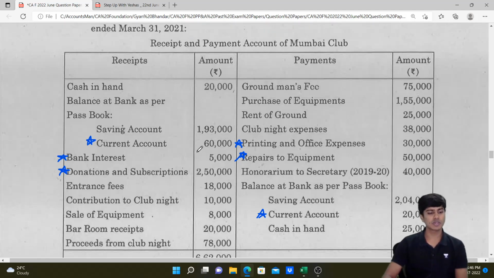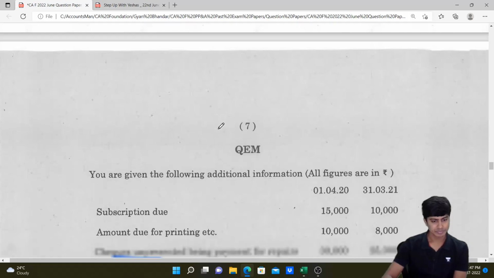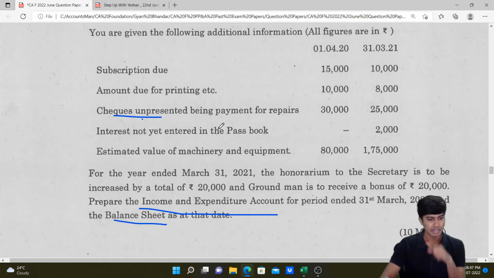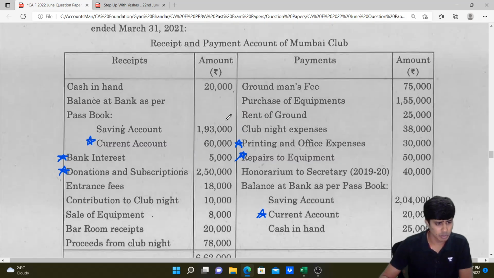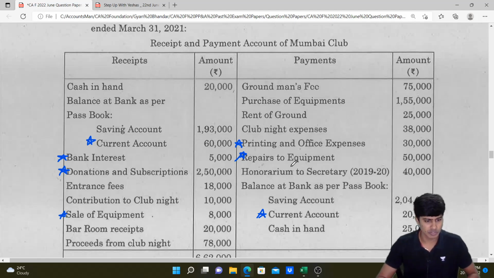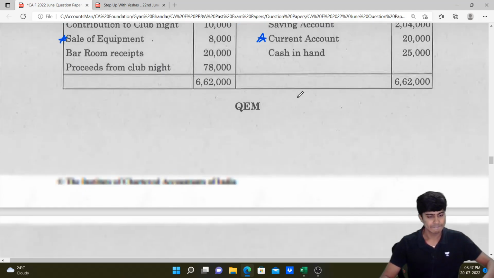So this item also has some adjustment, bank interest. Then what else do we have? Machinery account. They have given opening and closing. So we'll open one small machinery account. Here do we have any purchase or sale of machine? Yeah, sale of equipment. Do we have any purchase of equipment here? No, we don't have any purchase of equipment. Got that?